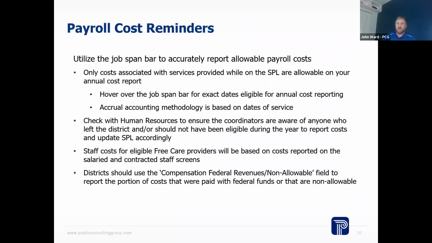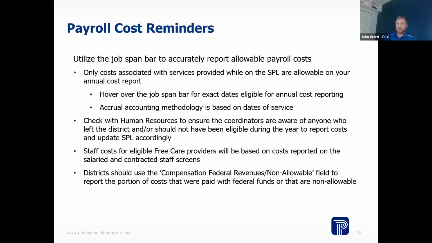Okay, so cost reporting helpful hints. I have said this the last couple of years, but it is very helpful to use that green job span bar that is on your salaried and contracted staff pages of the annual cost report. If you hover over that bar, you'll be able to see exactly when someone was placed on the direct service staff list and if they were ever removed during the year.